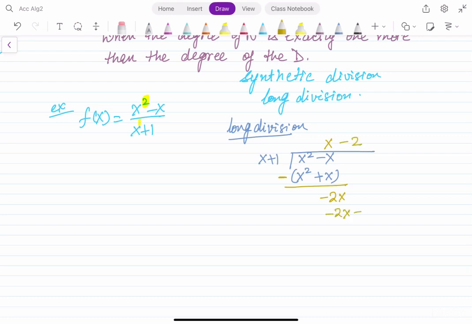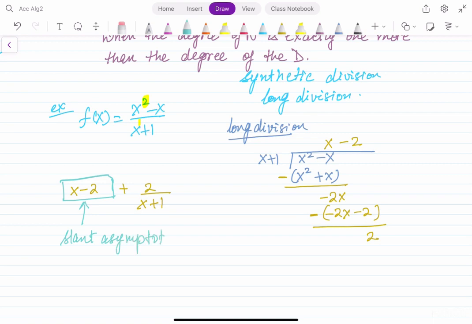You are multiplying and then subtracting. That is the rule for long division, right? And then finally we'll get the remainder of 2. And we can write it down as the answer is x minus 2 plus 2 divided by x plus 1. So the x minus 2, this is what our slant asymptote is. So the graph will have a slant asymptote, y is equal to x minus 2. And x minus 2 is nothing but a linear line, y is equal to mx plus b form.